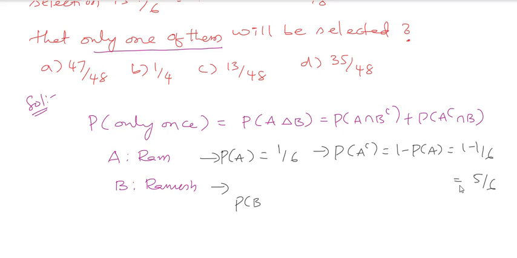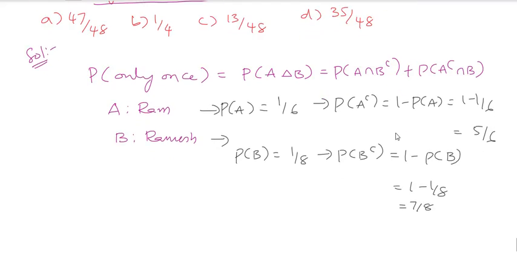Similarly, what is the probability of Ramesh, event B? It is 1 by 8. From this you can also calculate the probability of B complement, which is 1 minus probability of B, that is 1 minus 1 by 8, which is 7 by 8. Yes or no?